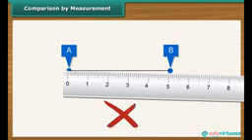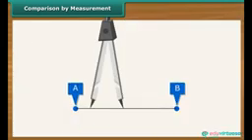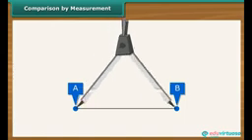Measurements can go wrong if the ruler is not placed right or if the person taking the measurement views it from a wrong angle. A better way to measure is to use the divider. Place the divider on AB such that the sharp end of one arm of the divider is on A and the sharp end of the other arm is on B.